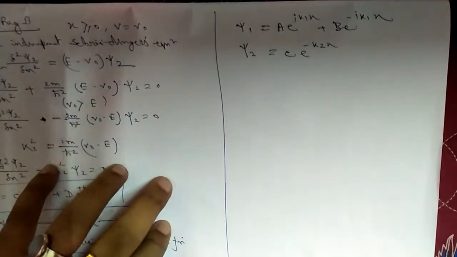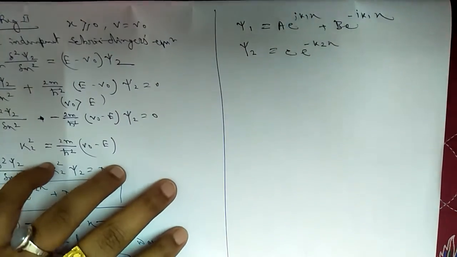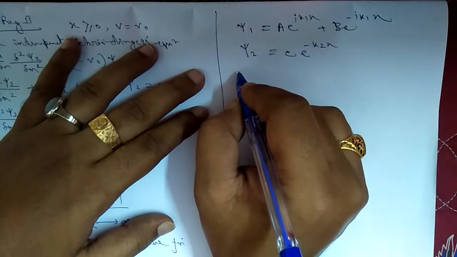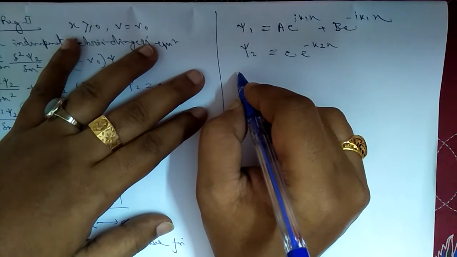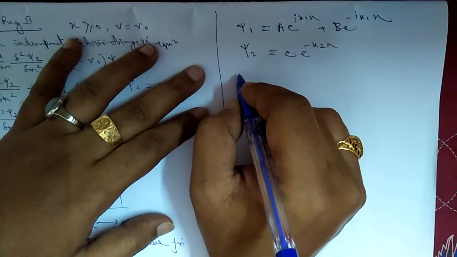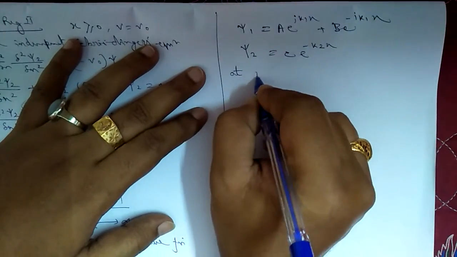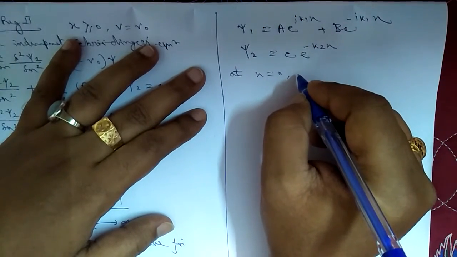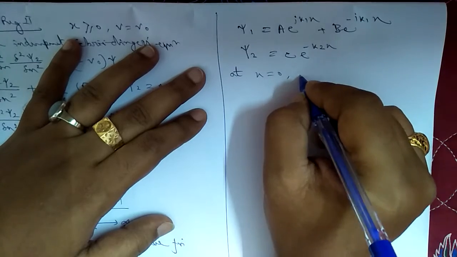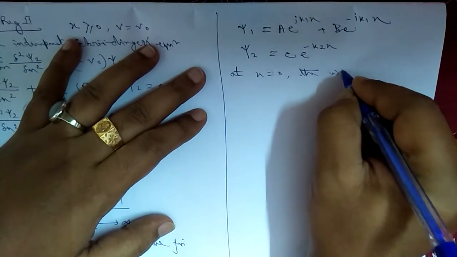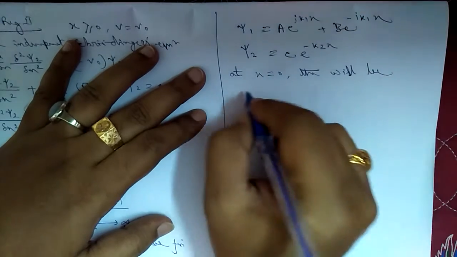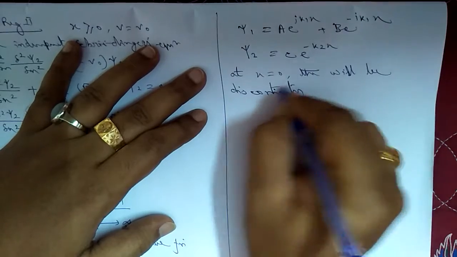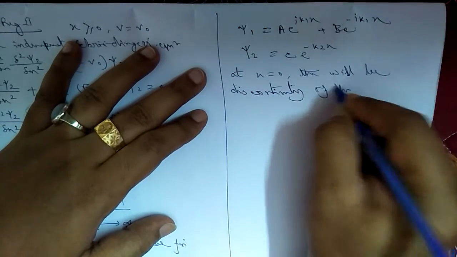So for solving these 3 constants, how many equations do you need? You need at least 3 equations. But look, how many boundary conditions you are having? You are having only one interface. The interface lies at x equals to 0. So at x equals to 0, there will be some discontinuity. At x equals to 0, there will be discontinuity of the wave function. I am writing this line. Discontinuity of the wave function.